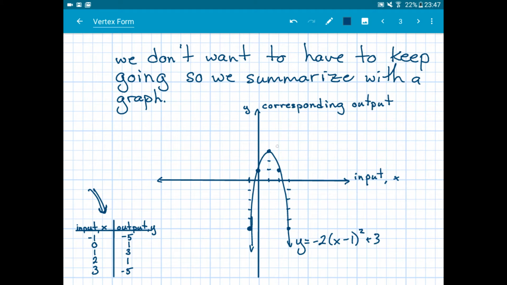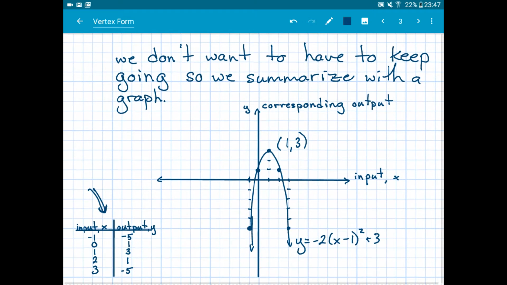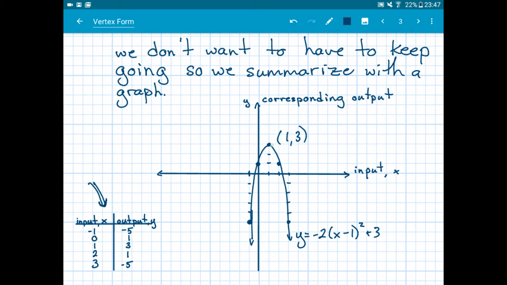Now notice where the vertex is. This is at 1, 3. And let's take a look at the step pattern. The step pattern here says go right 1, down 2. So -2. And then it says go right 1, down 1, 2, 3, 4, 5, 6. Down 6. So our step pattern then corresponds to this too.